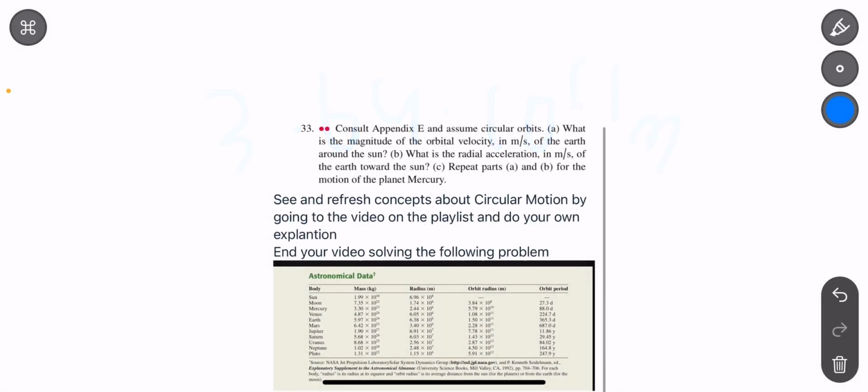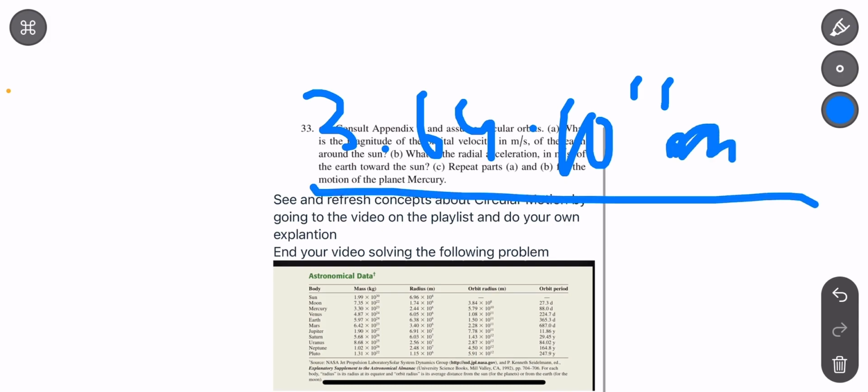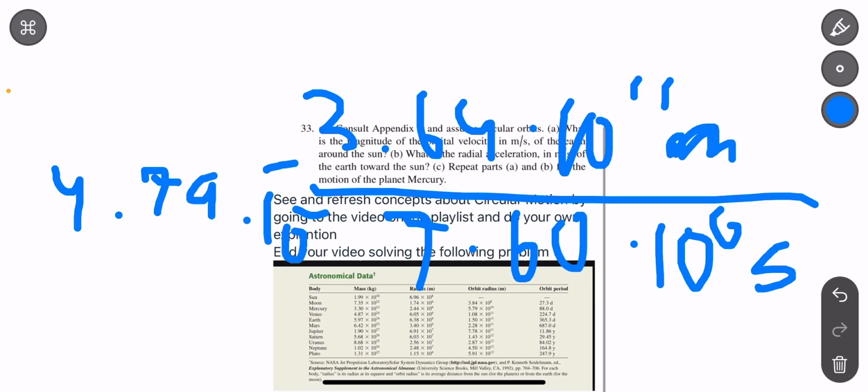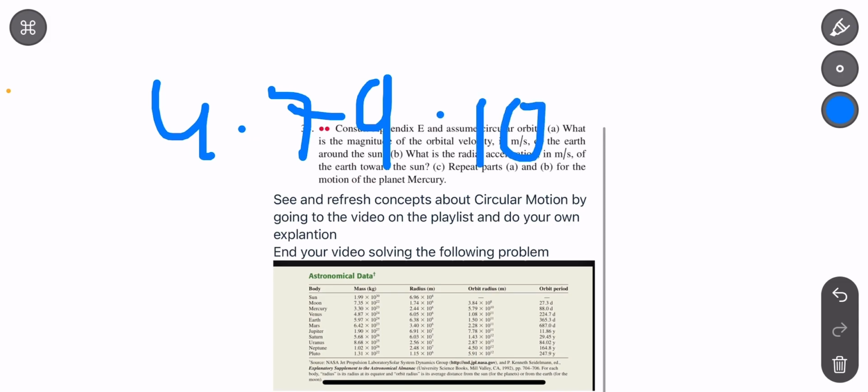Finally, we find distance over time. We have our distance, 3.64 times 10 to the 11 meters, all over 7.60 times 10 to the 6 seconds that we found earlier, which equals, let me write this out, 4.79 times 10 to the 4 meters per second.